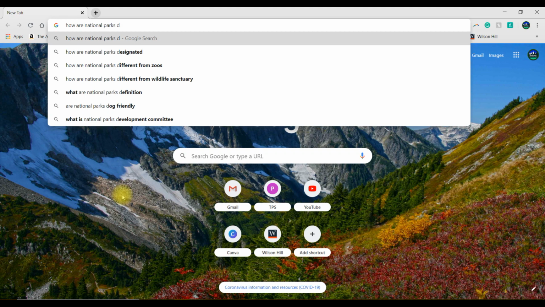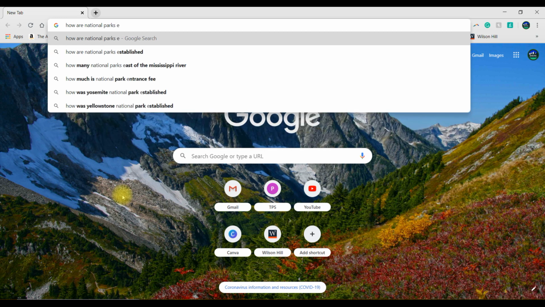D. Designated. So let's go to the second one. How are national parks different than zoos? National parks are different than zoos because in zoos, the animals are kept in containment. Although they do have plenty of space to roam around and be free, they're not naturally in the wild, whereas in national parks, they are.